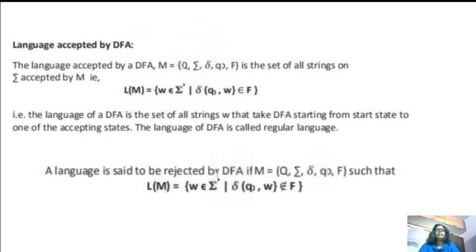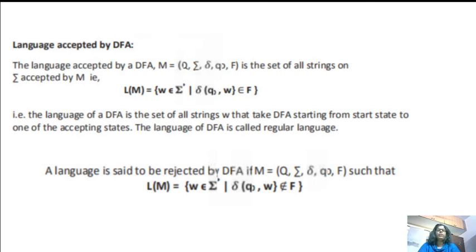So, the language accepted by the DFA. What is the language accepted by the DFA? The language accepted by the DFA with 5 tuples is the set of all strings on sigma, sigma meaning the input symbols, accepted by M. So L of M equals the set of W belonging to sigma star such that delta of Q naught and W belongs to the final states.